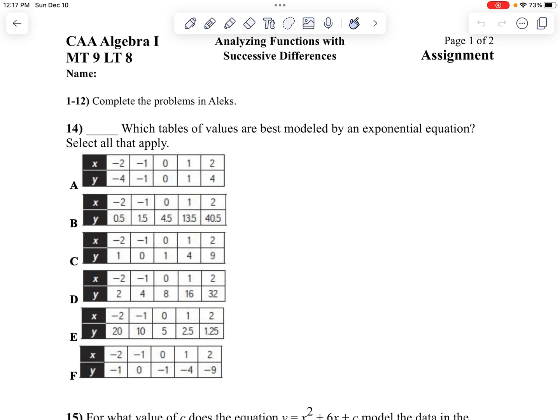Let's review your LT9, MT9, LT8 assignment. Before you start, don't forget your name. Kind of hard to do the assignment if you don't have your name on it. Okay, or at least get credit.